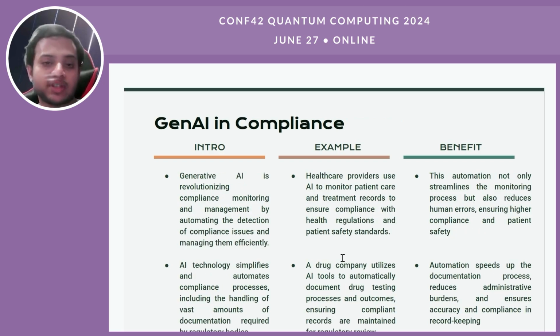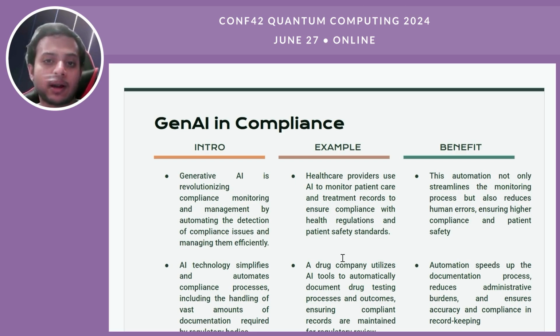So lastly, let's look at GenAI in compliance. Compliance is one of the key areas where AI can have a significant impact, especially in regulated sectors like finance, healthcare, pharmaceuticals, etc. AI systems here help ensure that compliance is maintained by monitoring regulations and automatically implementing changes. Applications and examples of GenAI in compliance include AI tools automatically tracking and analyzing changes in regulations to help companies adjust their operations accordingly.